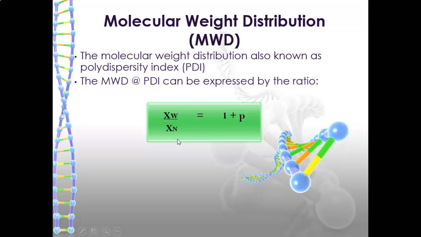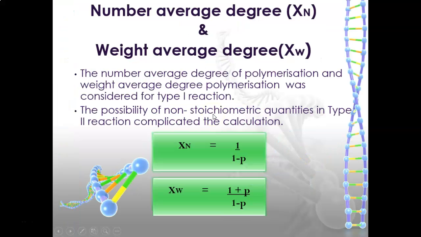And if the question asks you to relate Mw and Mn in terms of p, you can relate it by substitution of the formula for Mn from Xn, and Mw from Xw.